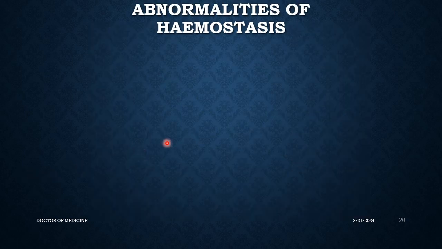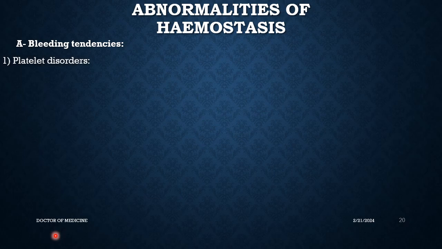Next up, we have abnormalities in the process of hemostasis. Any abnormality in hemostasis will result in a disorder. So we have bleeding tendencies in the process of hemostasis. We have platelet disorders, for example.